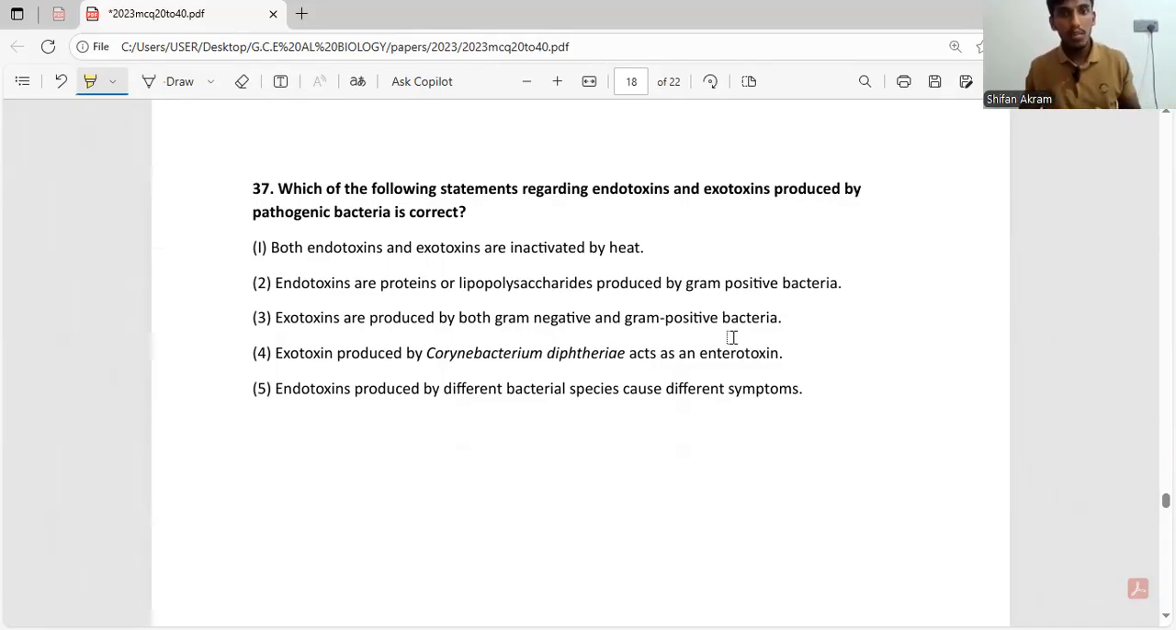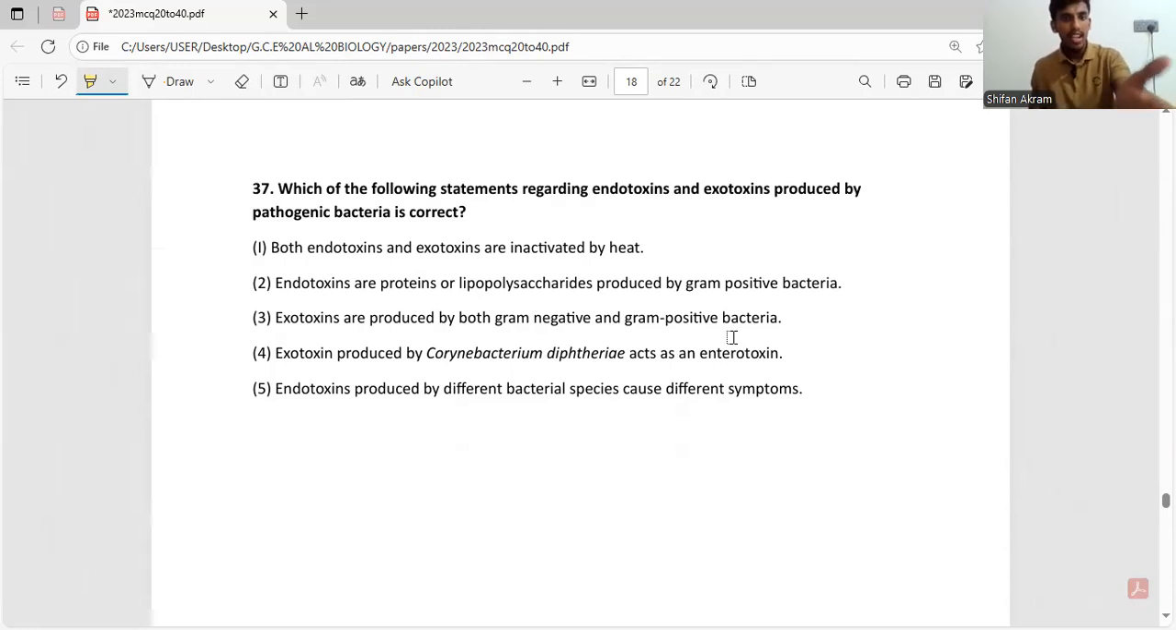Endotoxins are proteins or lipopolysaccharides produced by gram-positive bacteria. As I told, endotoxins are only present in gram-negative bacteria on the surface of the outer membrane, right? Okay, you can remember this easily. How? Because gram-positive bacteria doesn't have outer membrane. So you should have outer membrane to have endotoxins. For that reason, gram-positive bacteria doesn't have endotoxins. Again, endotoxins are lipopolysaccharides, not proteins. Again, that statement is also wrong.